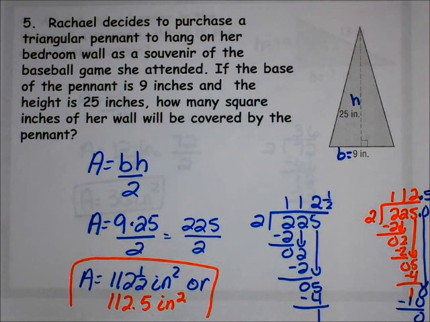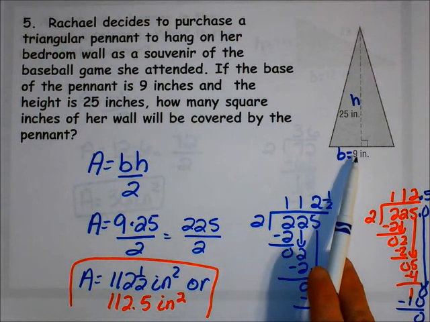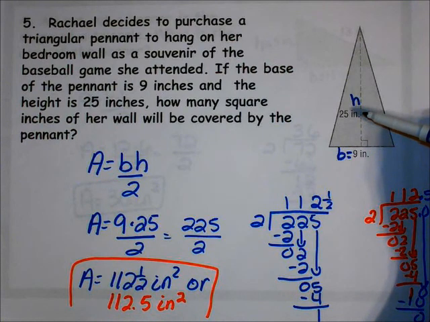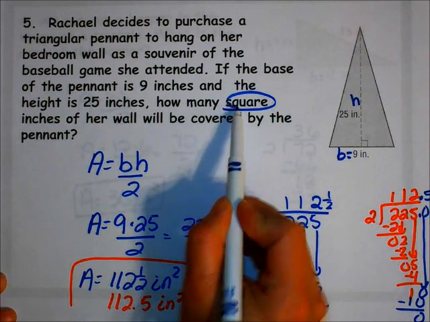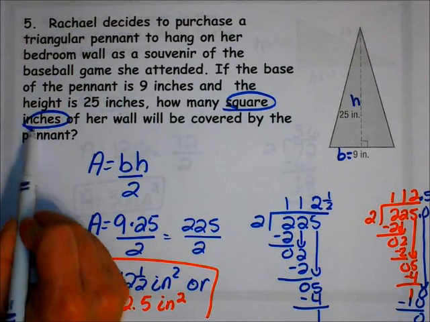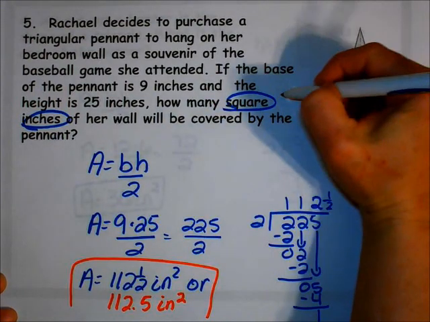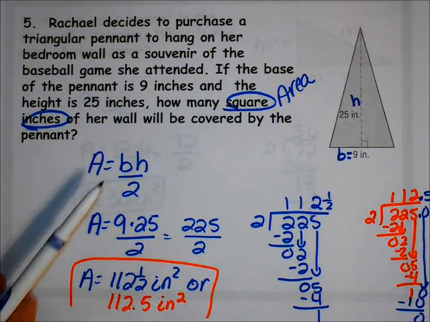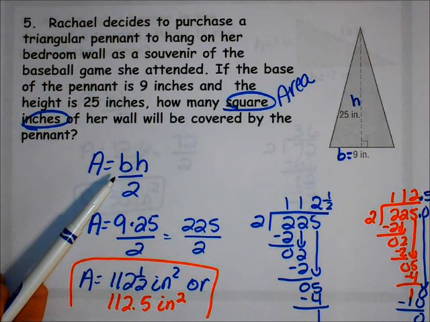Okay, question number 5. Rachel decides to purchase a triangular pennant to hang on her bedroom wall as a souvenir of the baseball game she attended. If the base of the pennant is 9 inches, here's my base, and the height is 25 inches, how many square inches of her wall will be covered by the pennant? Since it was asking me to find square inches, I knew that they were wanting me to find area. So I used my formula, base times height divided by 2.